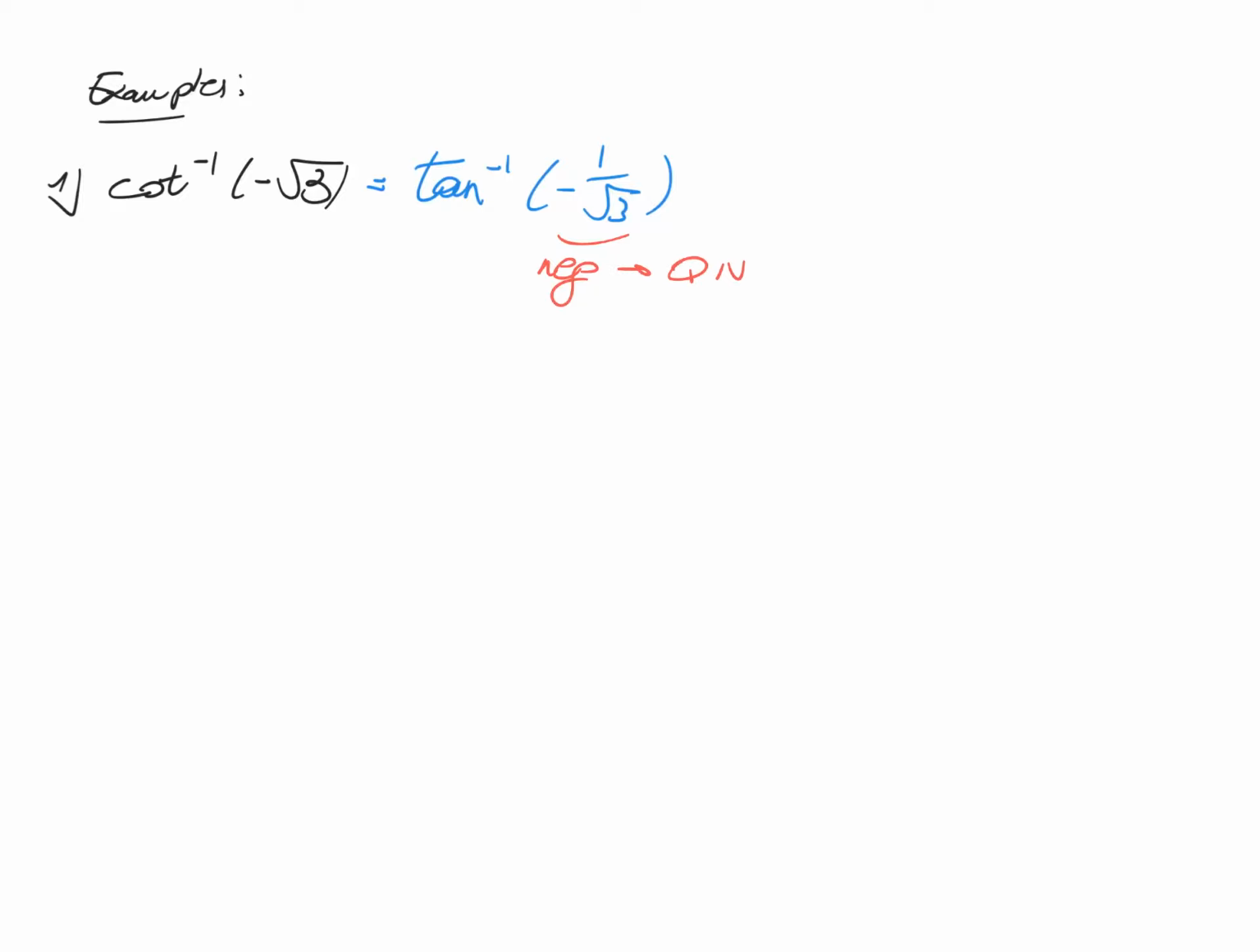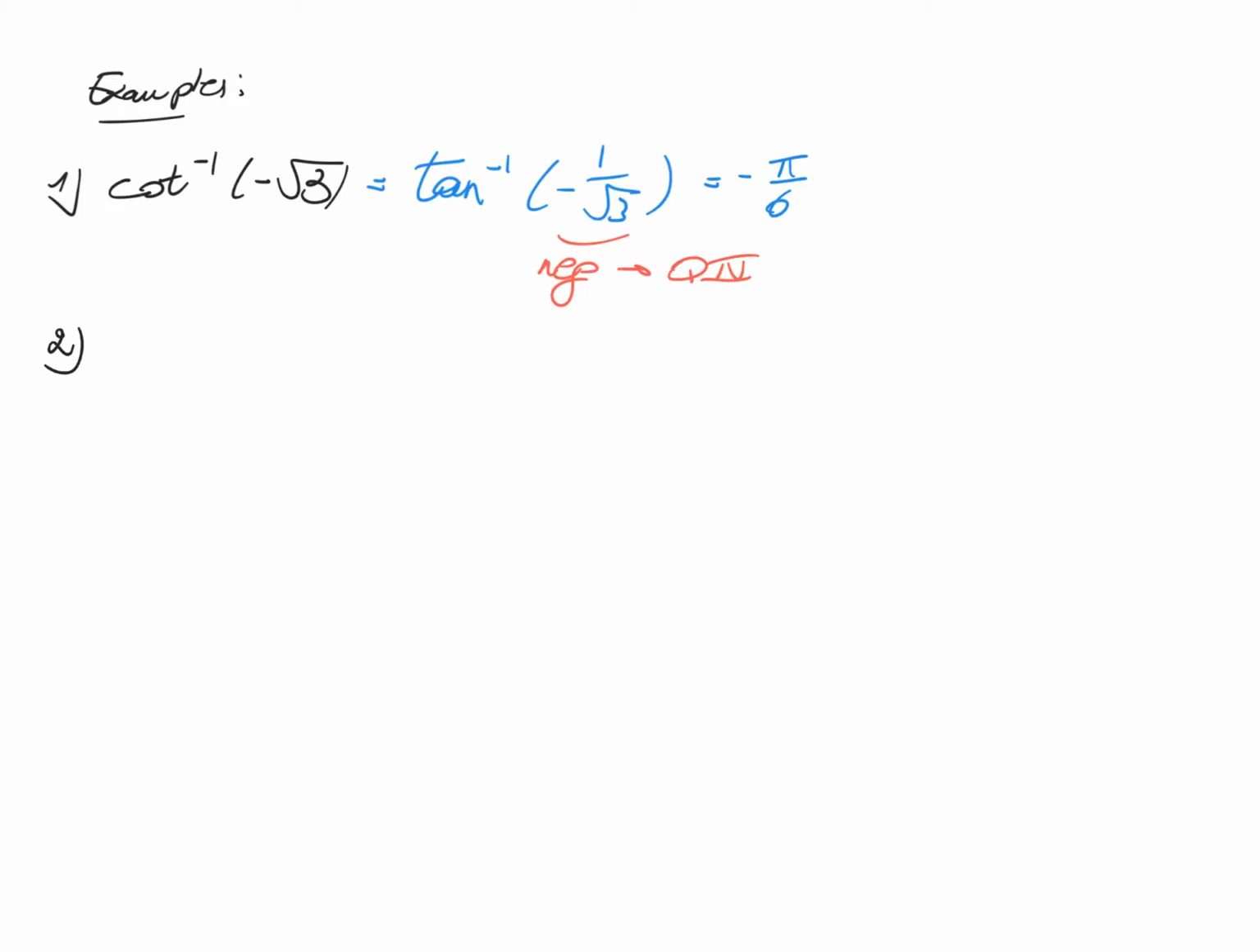So for the first one, calculate cotangent minus 1 of minus square root of 3. We just saw that we pass this through the tangent minus 1, so it's tangent minus 1 of 1 over square root of 3 with a minus sign. Since this is a negative value, and the tangent minus 1 was restricted in quadrant 1 and quadrant 4, we know that the angle will be in quadrant 4. So the angle that we are getting here will be minus pi over 6.